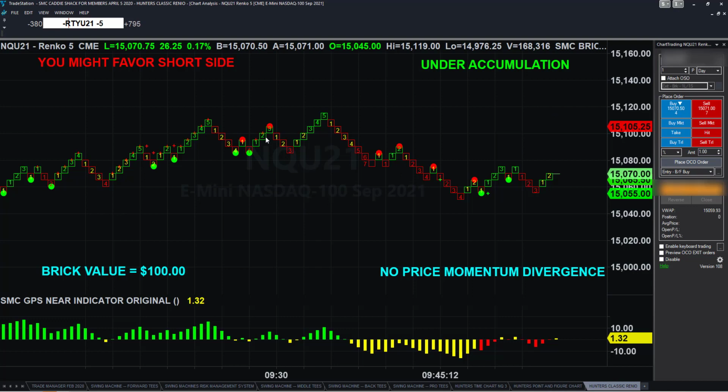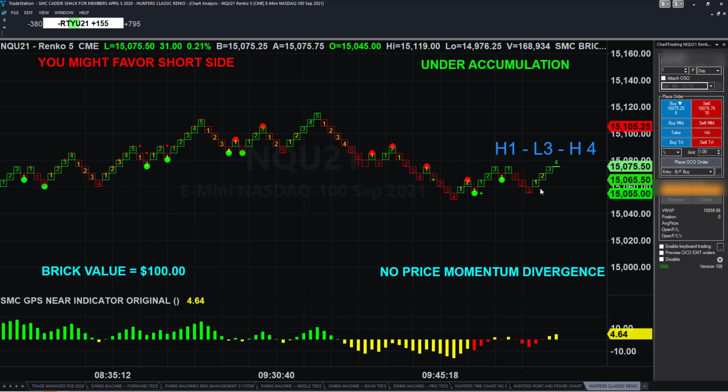This is a Renko chart. It's a 5-point Renko. Every brick is $100. I'm not going to try to trade this for $100 or $200. I am trying to get on what I believe to be the more dominant trend. Right now it's headed up. It's made a new little short-term high.